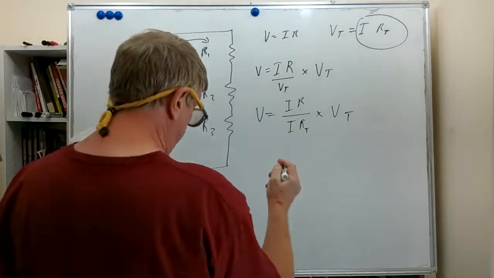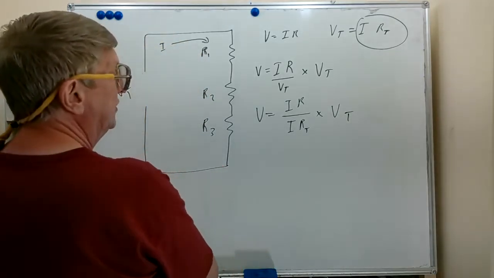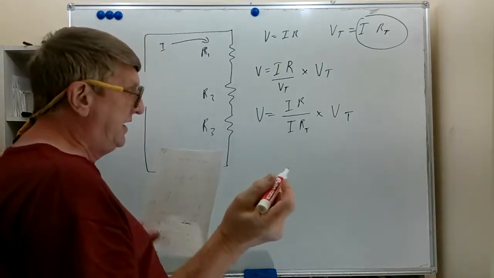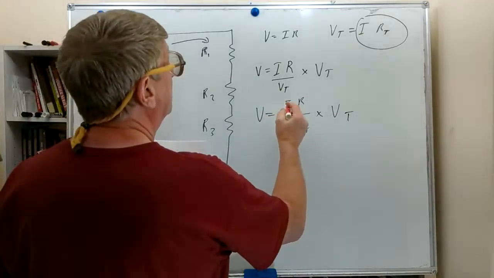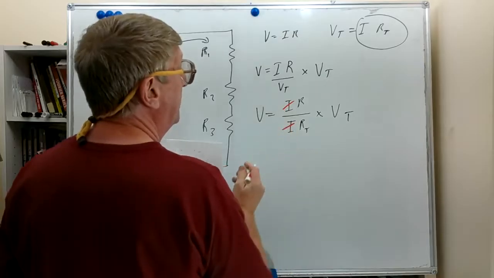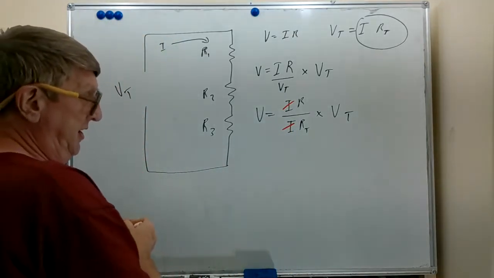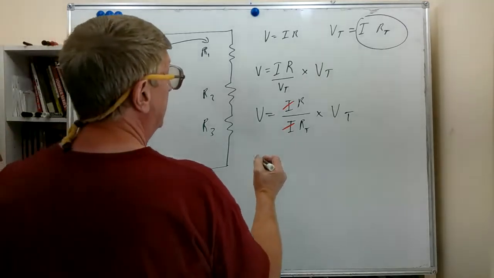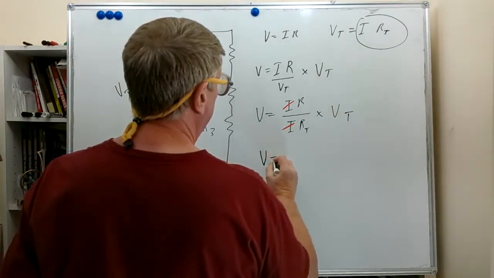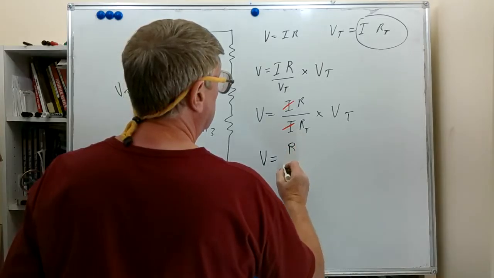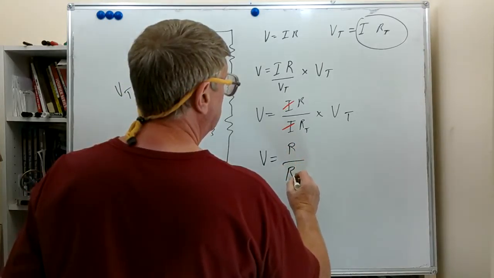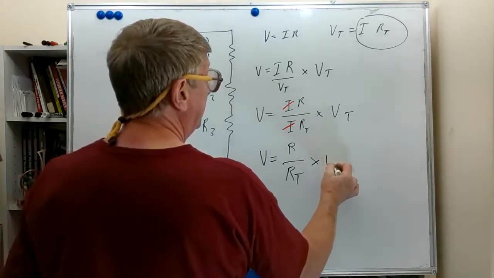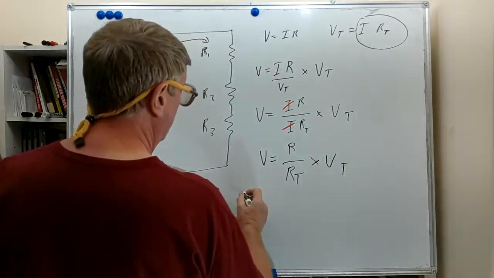So now we're going to notice here, in this fraction, IR over I RT, we have a common factor, which is the I. So we can throw that away, and we don't change the value of that fraction at all. So now what do we have? We have the voltage equals R divided by RT, times VT. Now we have what's called the voltage divider formula.